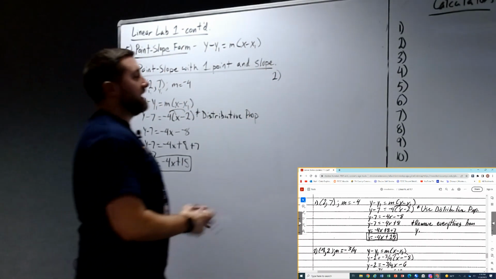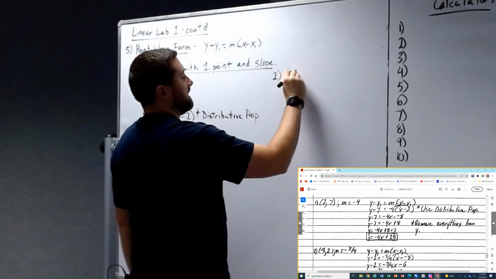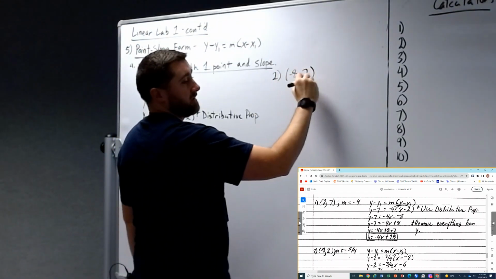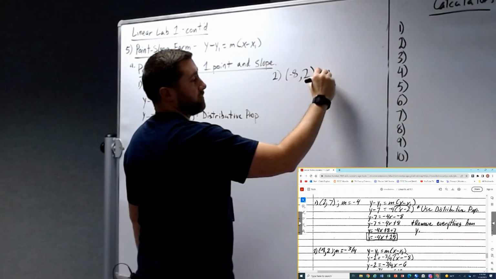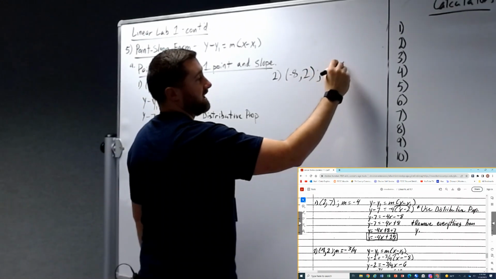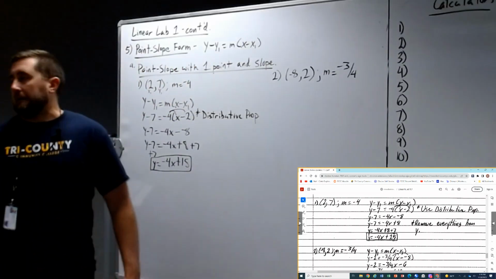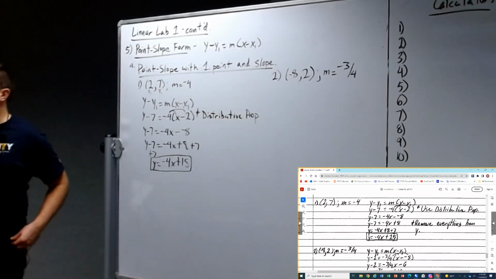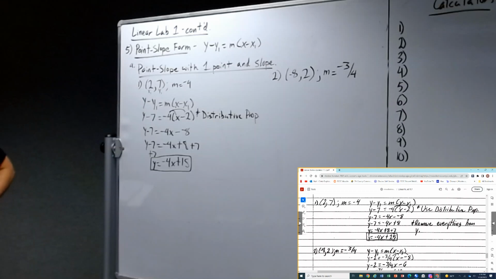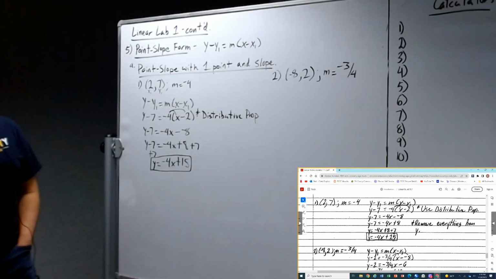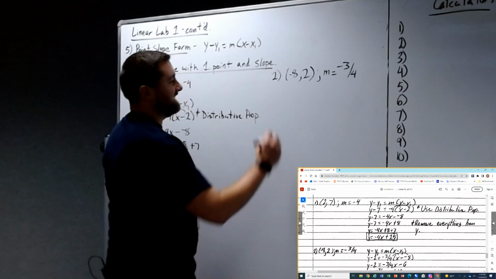We've got negative 8, 2, and a slope of negative 3/4. Ew. Not only is it negative again, it's a nasty, nasty fraction. Well, a lot of people don't like fractions, so yeah.